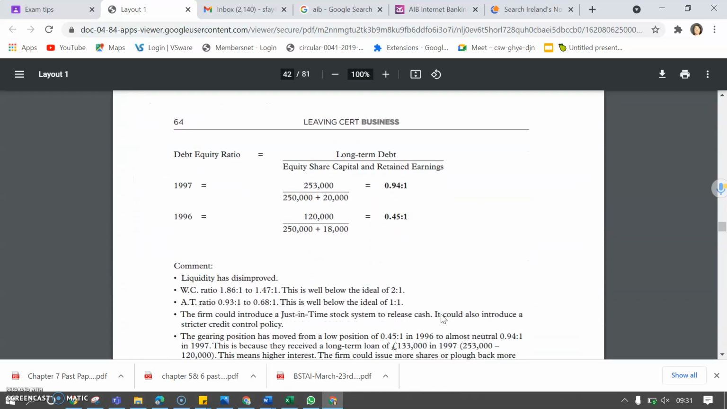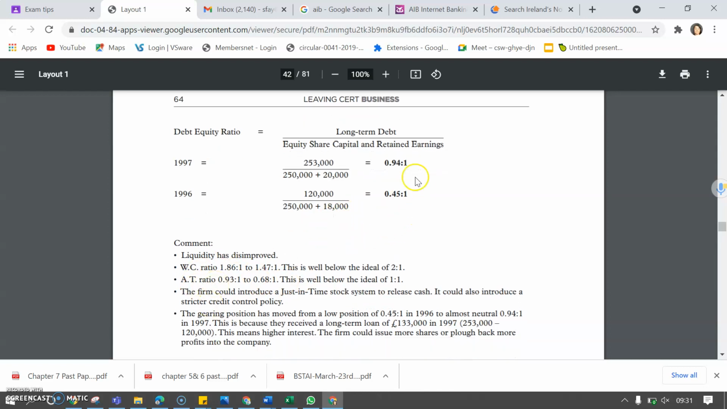And then the debt equity is what it says it is. Long-term debt, and then the money that belongs to your shareholders, equity share and retained earnings. So you add those two together. And in 1997, it's 0.94:1, whereas the year before, your debt was only 0.45, less than half your equity.